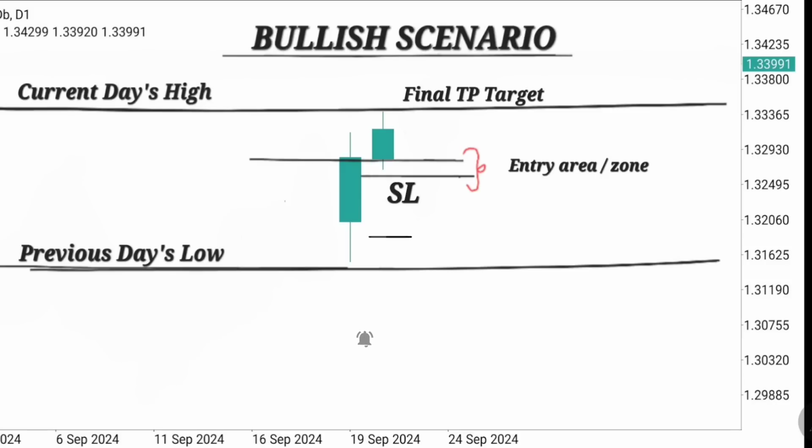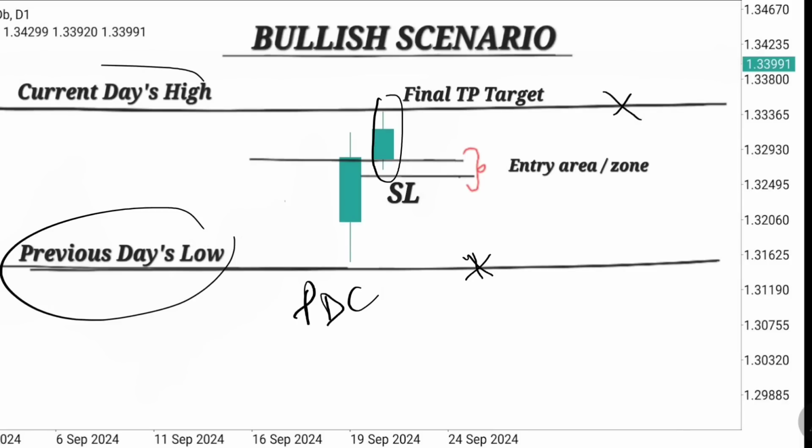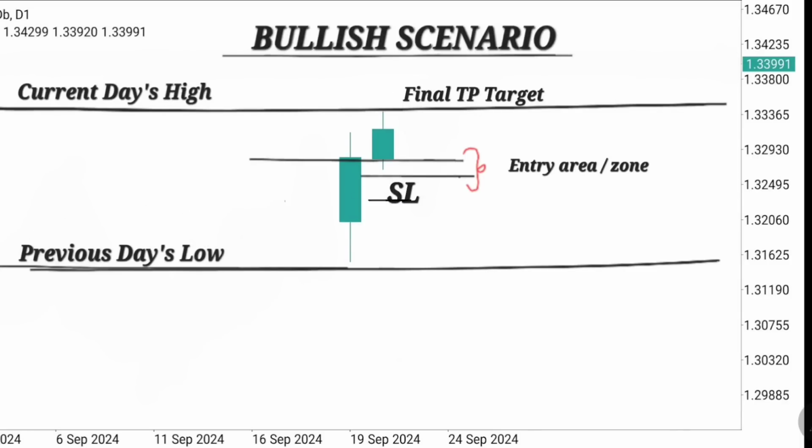All right, so you can see right here, this is the bullish scenario, this is the previous day's candle, this is the current day's candle. This is the current day's high, and this is the previous day's low. As you can see here, current day's high. So this is actually the strategy. Here this is the candle open. For a bullish scenario, this is the candle low. Now this is the candle high, and this is the candle close.